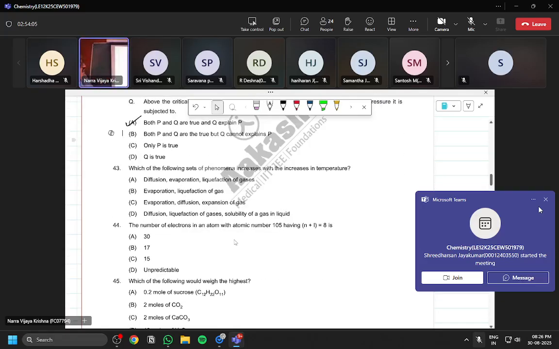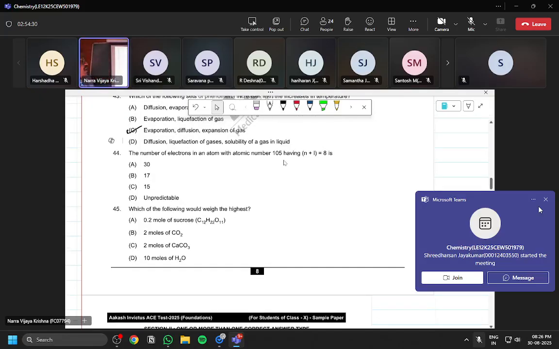Which of the following sets of phenomena increases with increase in temperature? If I increase temperature, diffusion, random movement of gas molecules increases. Evaporation increases. Liquefaction decreases. So A is wrong, B is wrong, C is correct. Number of electrons in an atom with atomic number 105 having n plus l value 8? Options: 105, 14, 3, 17. Answer is 17.